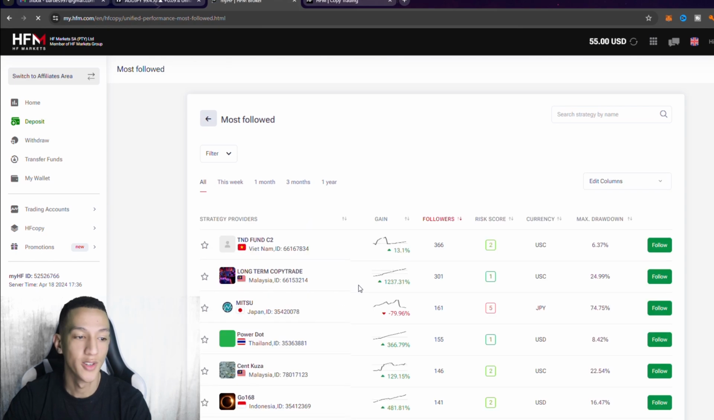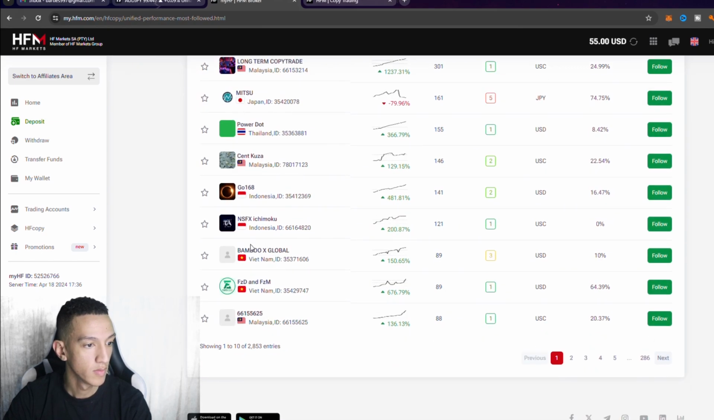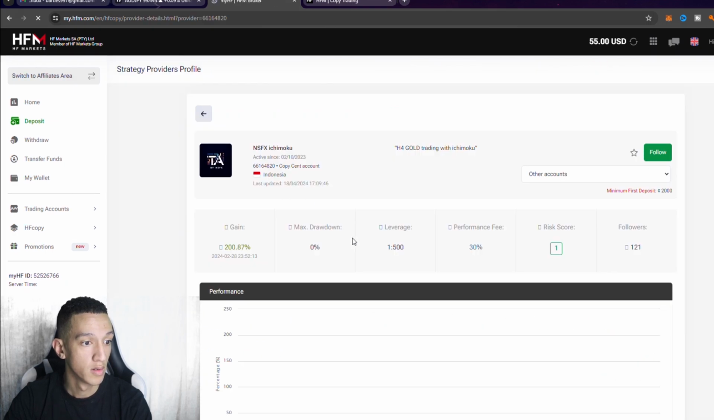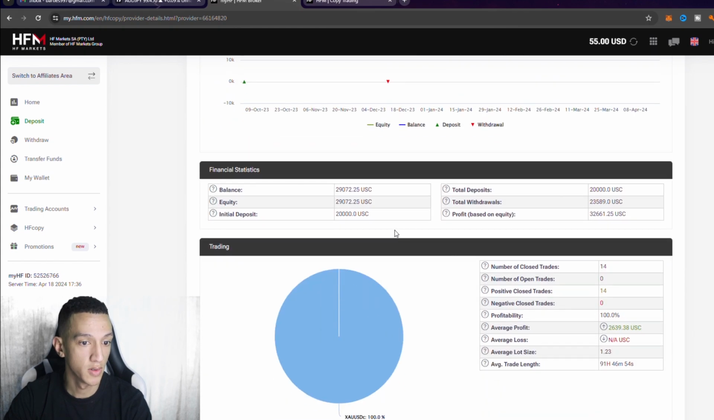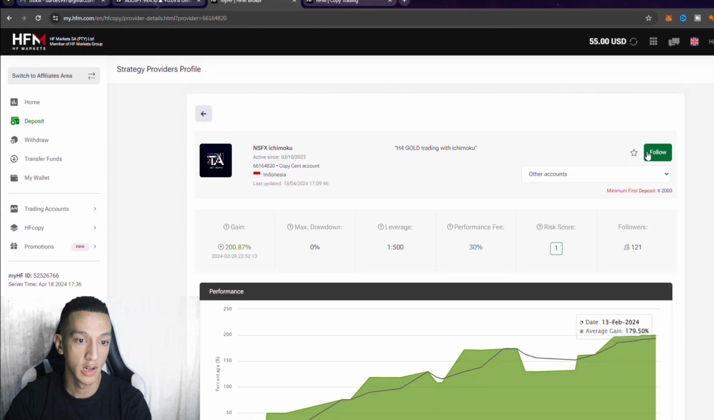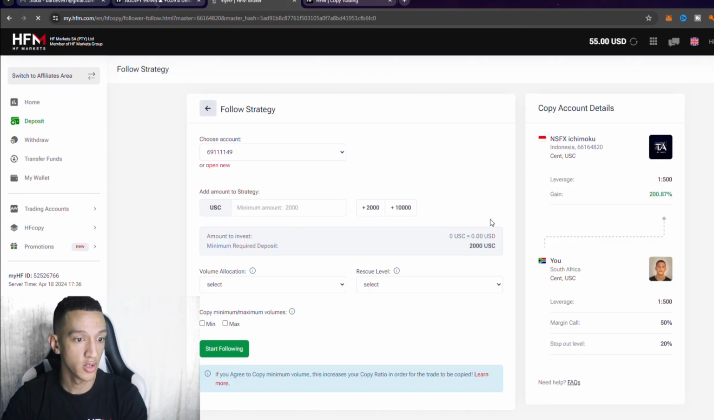Let's just go back to make sure. Indonesia max drawdown. So let's just go on them. Let's just make sure once again. As we can see, the gain, leverage, and all the statistics, so then we can go. Once we click on here, it shows a minimum deposit of 200. So let's make sure we can follow them. Remember, this is their currency since they're from Indonesia.